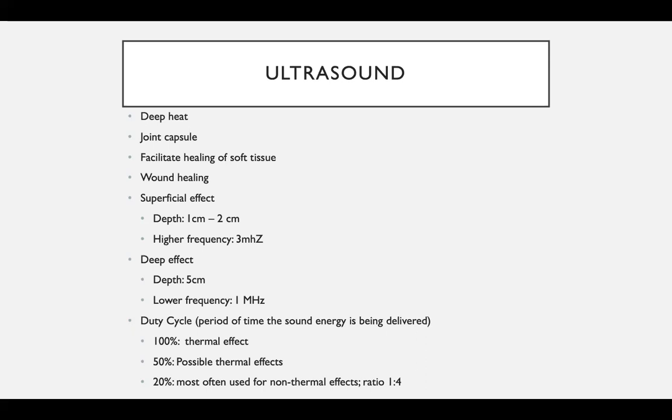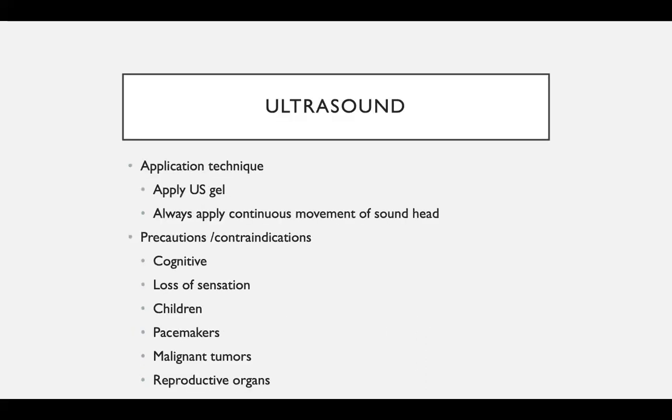a non-thermal effect. A non-thermal effect can be beneficial for wound healing and tissue repair, and to achieve this, you want the settings to be low intensity and pulsed. Superficial ultrasound is most often used for soft tissue, and deep ultrasound is used for joint capsule tightness. The application technique of ultrasound would be applying ultrasound gel and applying continuous movement of the sound head to ensure that you're not heating one area too often.